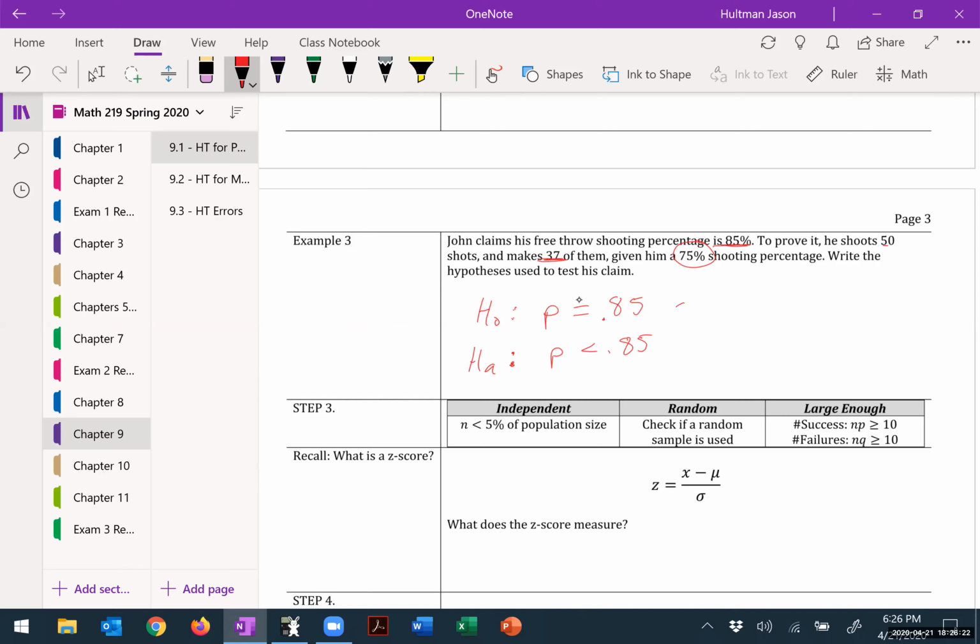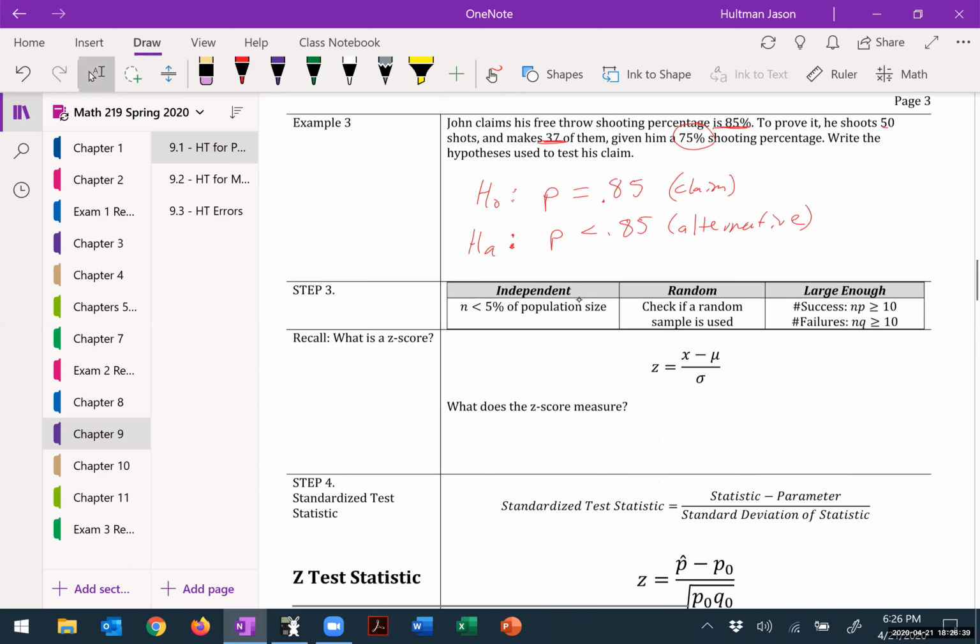So his claim is that he is an 85% shooter. The alternative is that he is not an 85% shooter.